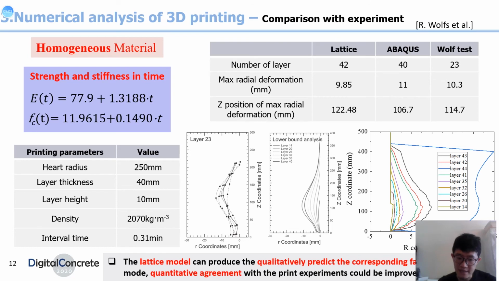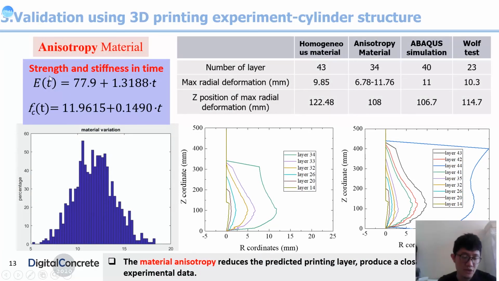So from this part, we can see the lattice model can qualitatively predict the corresponding failure mode, but quantitative agreement with the printing experiment should be improved. Wolf's research has mentioned that the material anisotropy may have a large influence, because in the green strings experiment, the specimen undergoes a compaction process to achieve homogeneity, but in 3D printing, that does not exist. So we need to achieve heterogeneity in 3D printing simulations. We introduce it just like it.